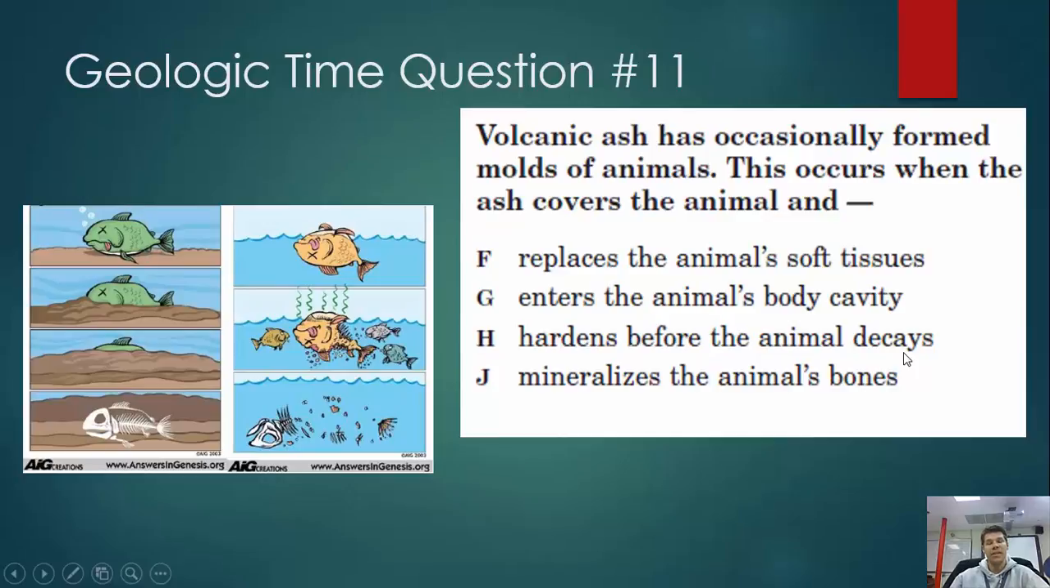A mold would definitely form if the mold hardened into rock before the animal decayed, like this picture. Mineralizes the animal's bones. Also an interesting way they explain that, and they're trying to get you to pick the wrong answer here, but pick the obvious answer. The answer here is H, hardens before the animal decays.